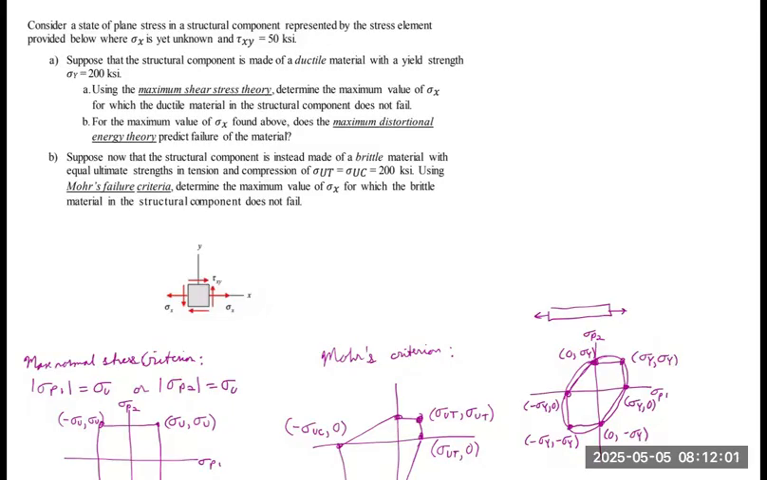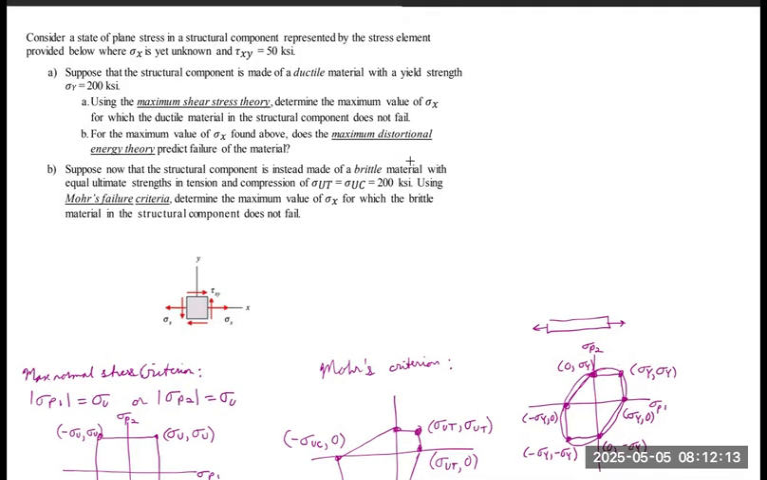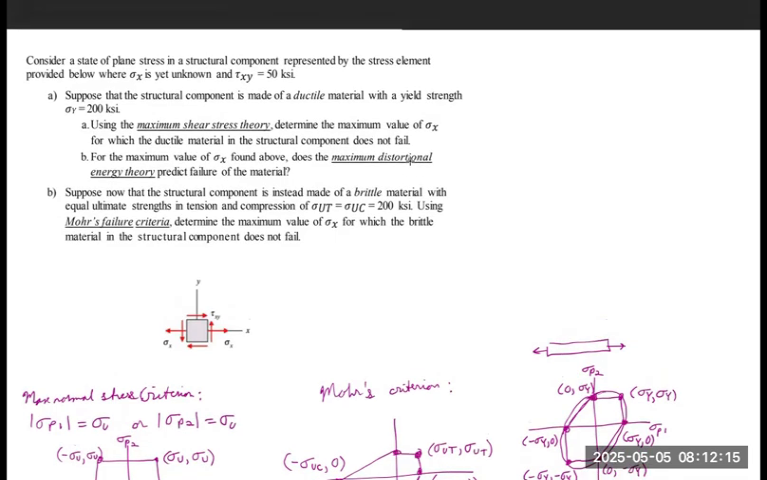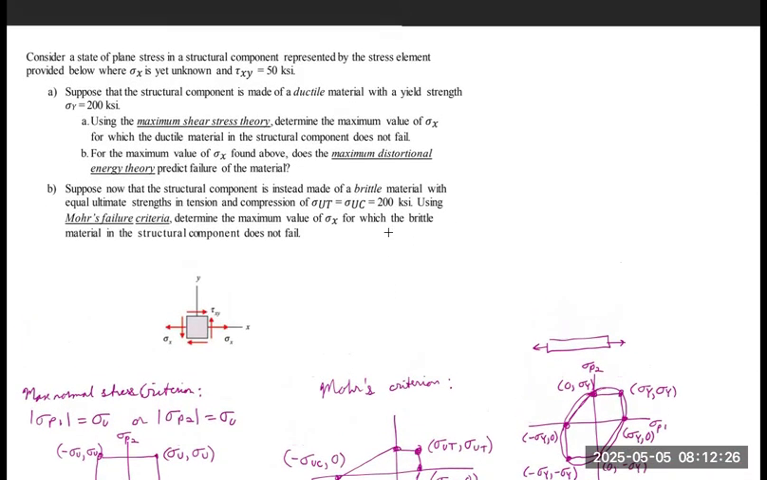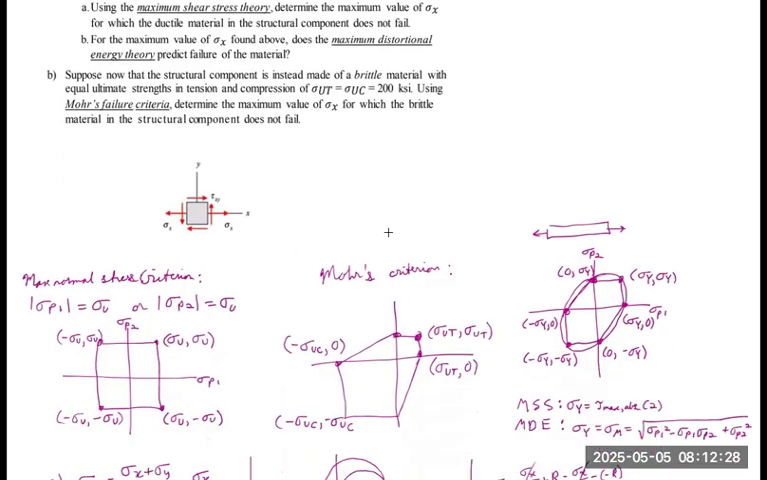For part B of the question, we want to find, for the maximum value of sigma x found above, does the maximum distortional energy theory predict failure of the material? I think it will be helpful to calculate our principal stresses in this question. So we know that, oh wait, sigma x is yet unknown. And what about tau xy? Tau xy is 50 KSI.